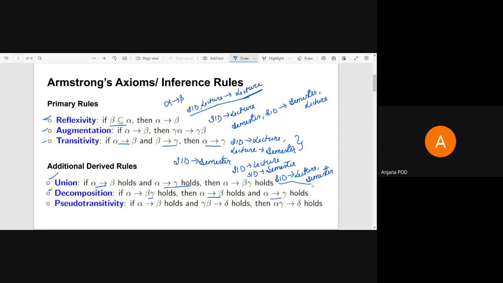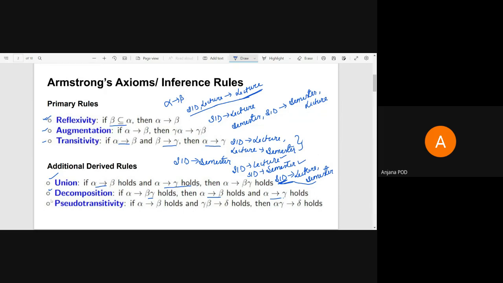Let's take this example. If sid is alpha and lecture and semester is beta gamma, and this holds, then we can say that sid determines lecture and sid determines semester. It is quite similar to union, but the opposite basically.